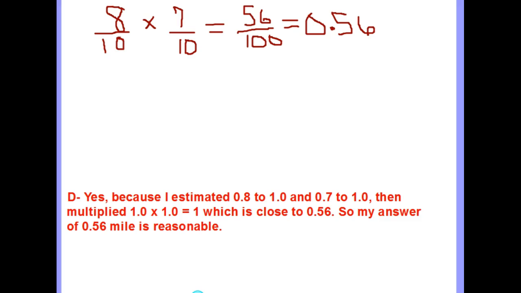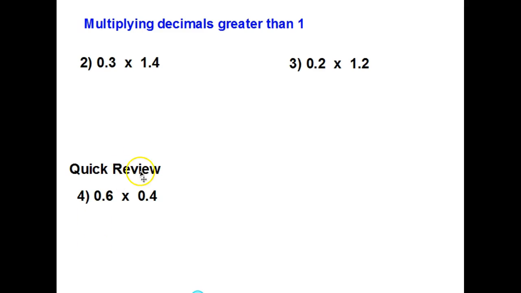Let's try some more problems. This strategy also works when we are multiplying decimals greater than 1. So we have 0.3 times 1.4. So the decimal 1 and 4/10 is a decimal greater than 1. And so we will apply the same strategy as we did before using fractions.